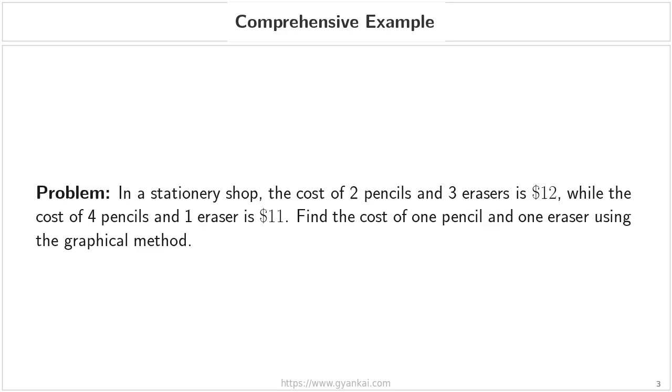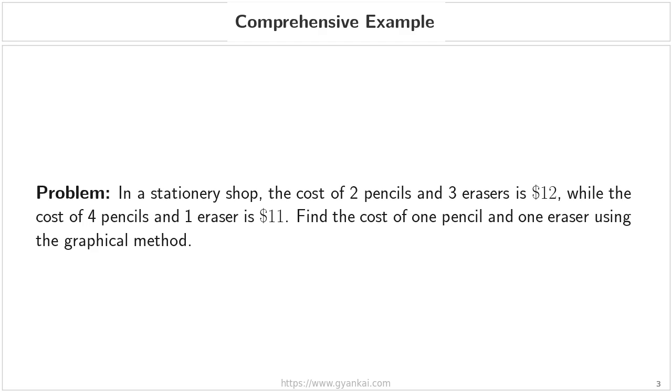Comprehensive example. Now that we understand the four-step framework, let's put it into practice with a comprehensive example. Here is our problem. Imagine you are at a stationery shop. You notice that the cost of 2 pencils and 3 erasers is $12. At the same time, you see that 4 pencils and 1 eraser cost $11. Our goal is to find the individual cost of 1 pencil and 1 eraser using the graphical method we just discussed.